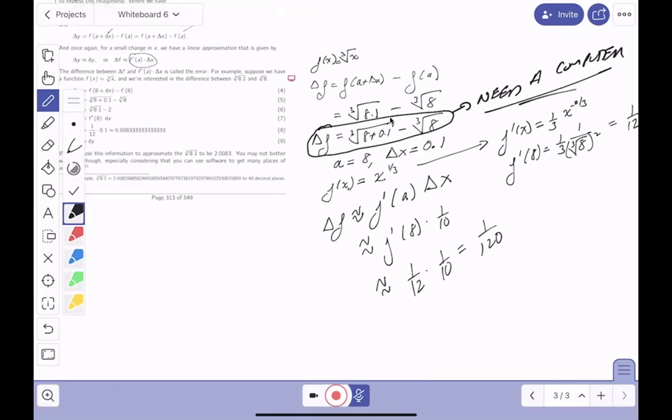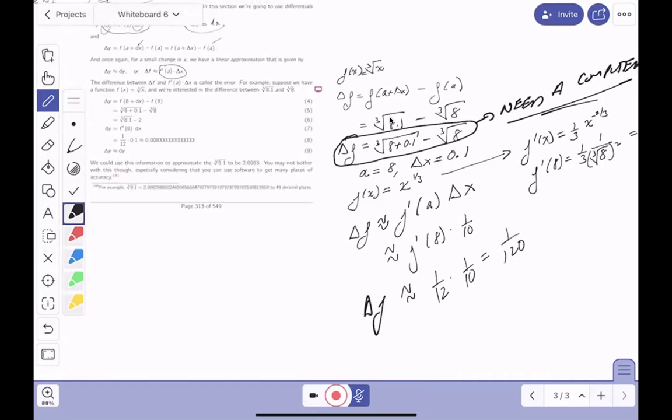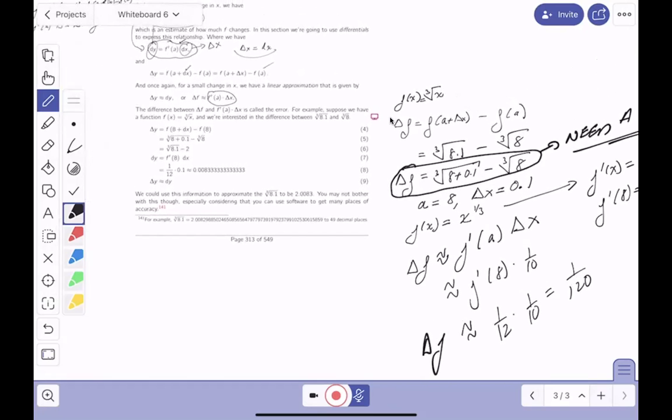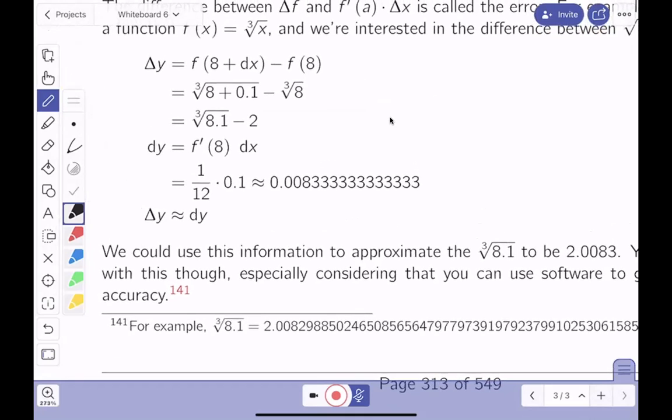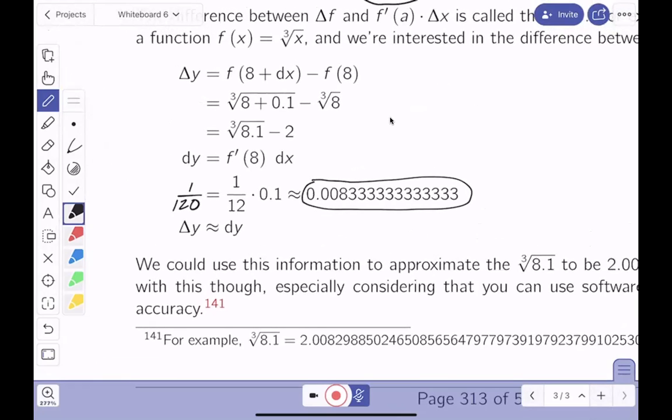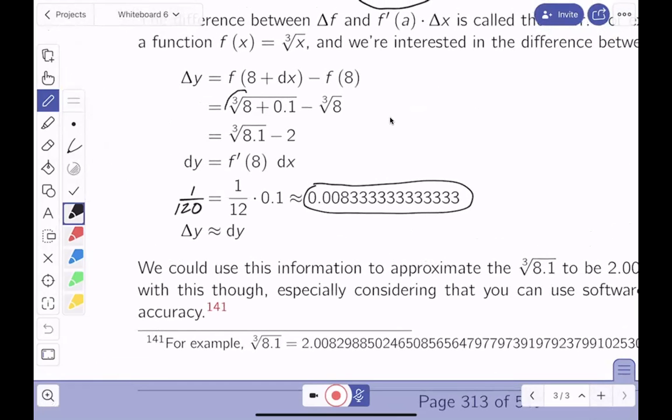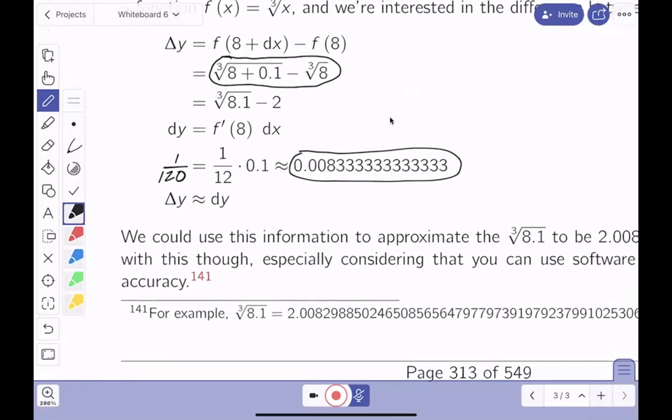However, I am claiming that this is approximately delta f. Approximately. So let me go through that. I want to point out I did do the approximate value. It's over here. Let me blow this up for you. This is 1/120. If you use a computer, you get this number here. You don't need to, though, by the way. And then I'm going to claim over here, if I did this one, 0.1 is not that far away from 8. So I'm expecting them to be relatively the same.